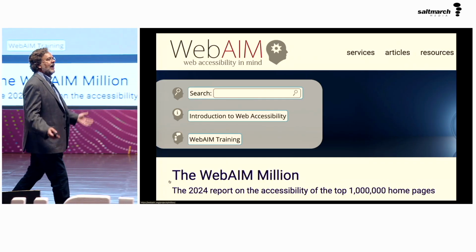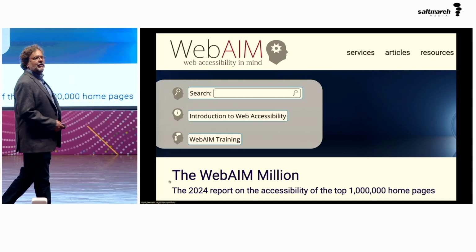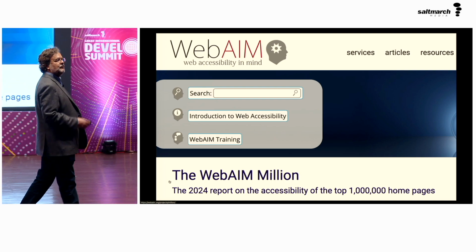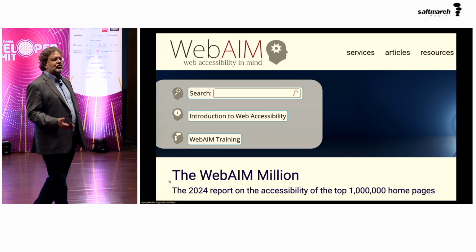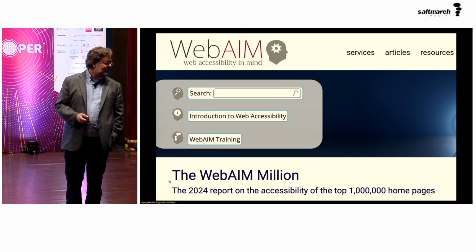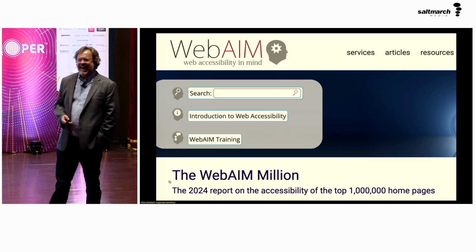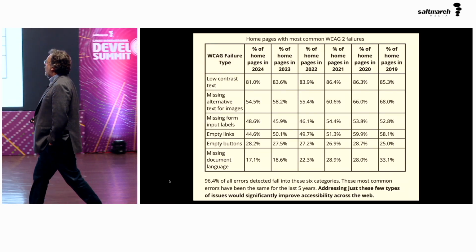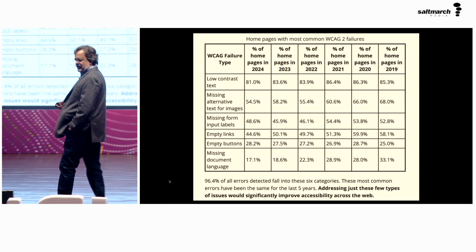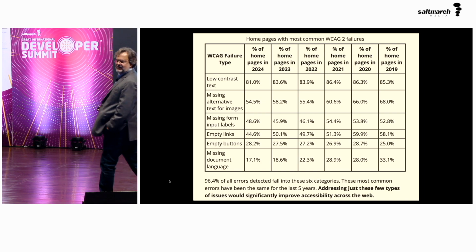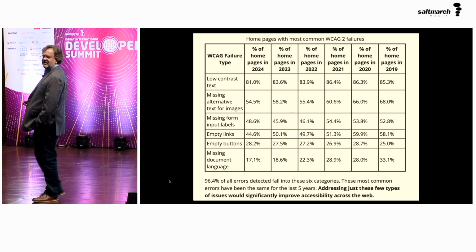There's another report out there called the WebAIM Million. Remember, the Almanac has 8.5 million websites. WebAIM just surveys 1 million websites. But what does the WebAIM Million report have to say about missing alt text?